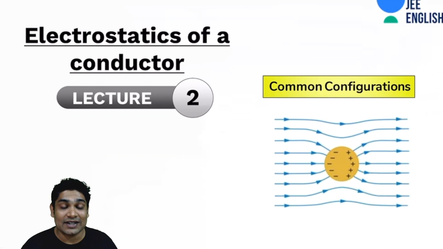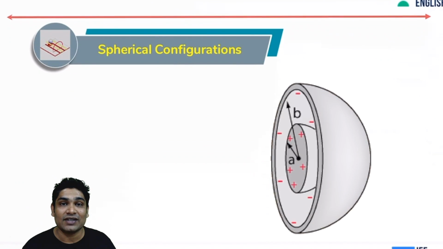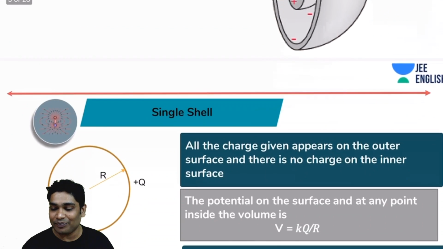So as I said, we'll be discussing some common configurations today. The first configuration that we discuss today is the spherical configuration. There are so many questions which involve spheres, concentric spheres, and you are asked to find the charge distribution. I know these questions can be really tricky and really painful. Let's try and make it easy today.